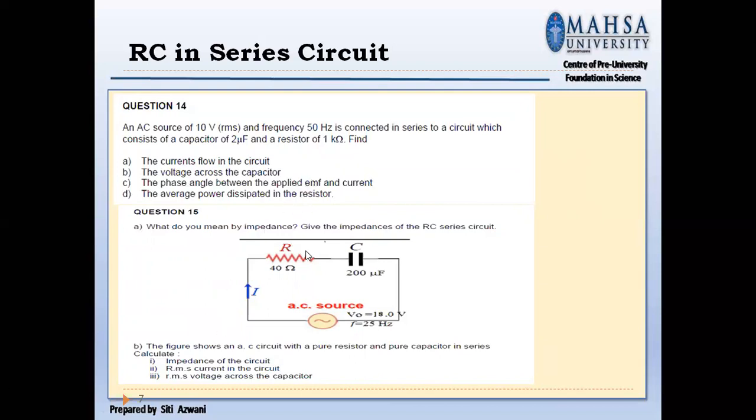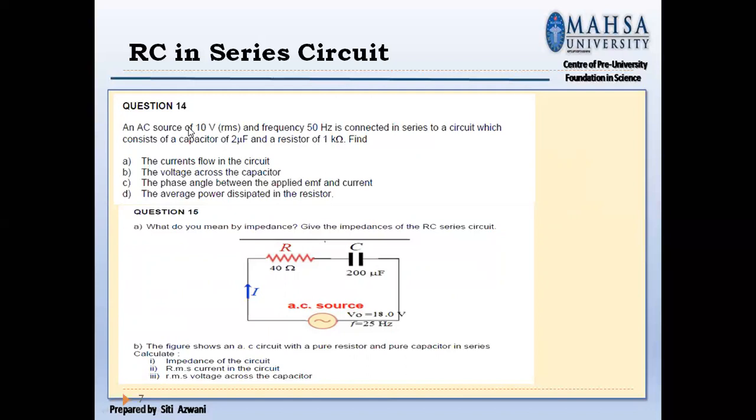You have your AC circuit. Example here, refer to this figure. You have your AC source connected with the resistor and capacitor in series. So you need to consider both the resistance value of your resistor and the capacitance value of the capacitor in your calculation, especially if you want to calculate the total impedance, the total resistance. So let's do question 14 here.